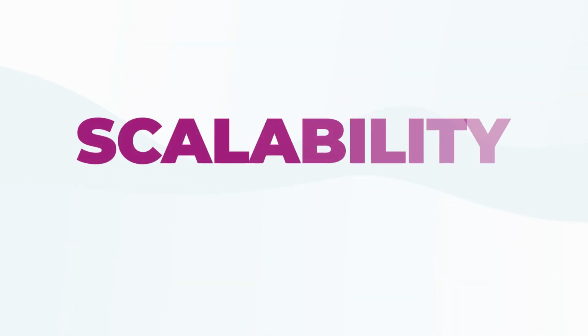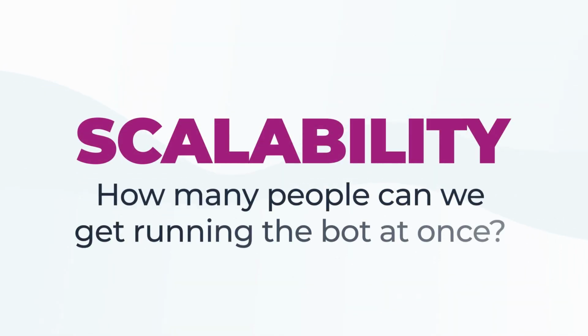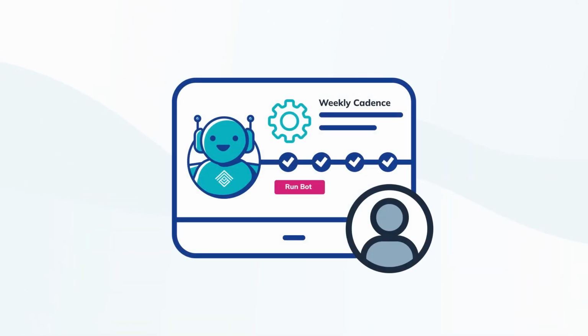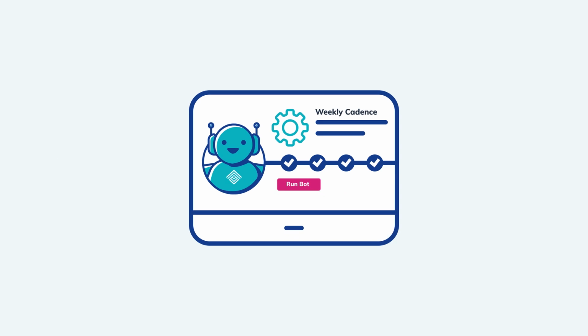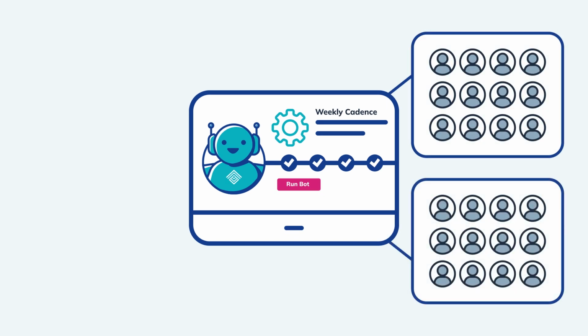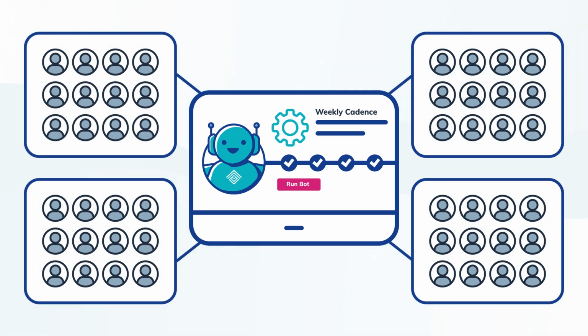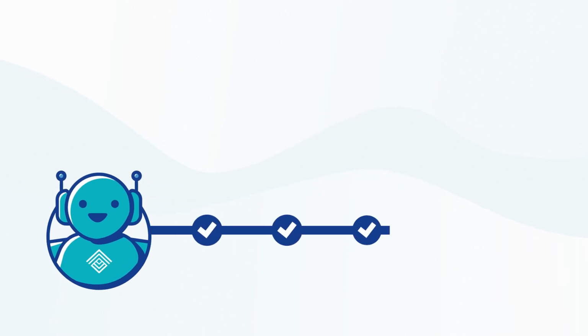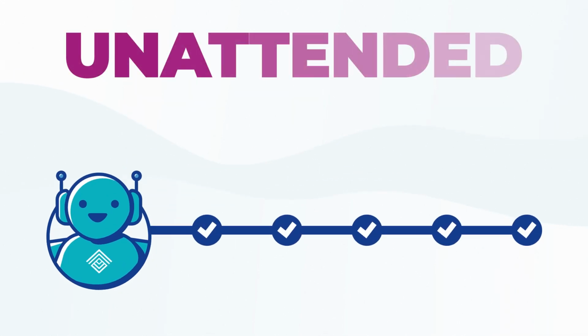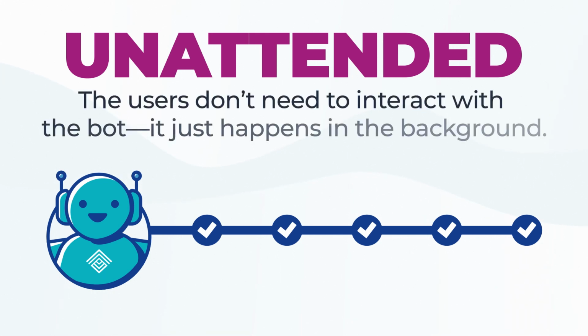Center me here, like, why are we bothered doing this? What's the value? Well, the value really comes in scalability and eventually taking the process off of the user's machine. Now, scalability is just how many people can we get running the bot at once? You know, it's nice to have one person run one bot once a week. The real value is multiple users running the same bot concurrently across multiple office sites. And the next step, getting that process off of the user's machine. Wow. We call that unattended. The users don't even need to interact with the bot. It just happens in the background.